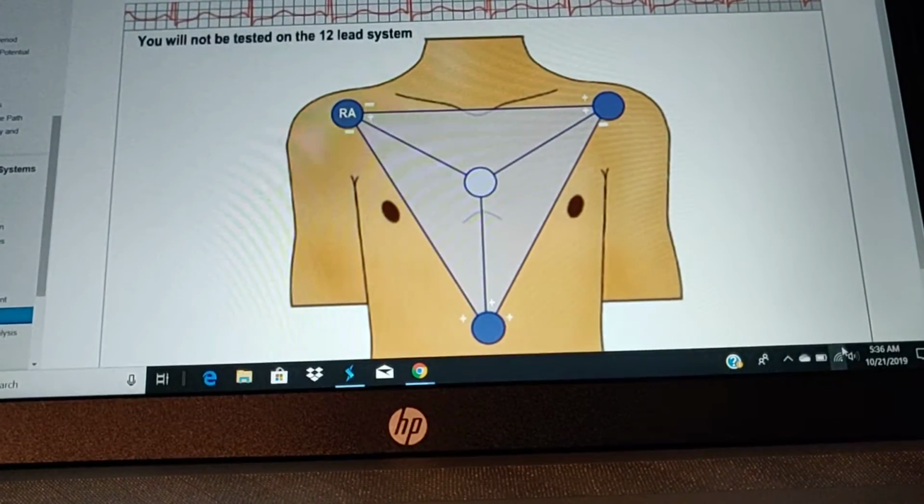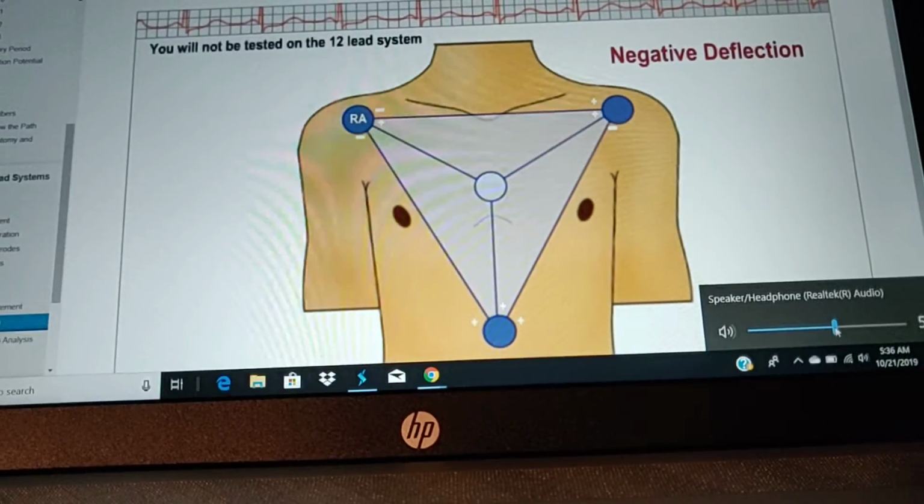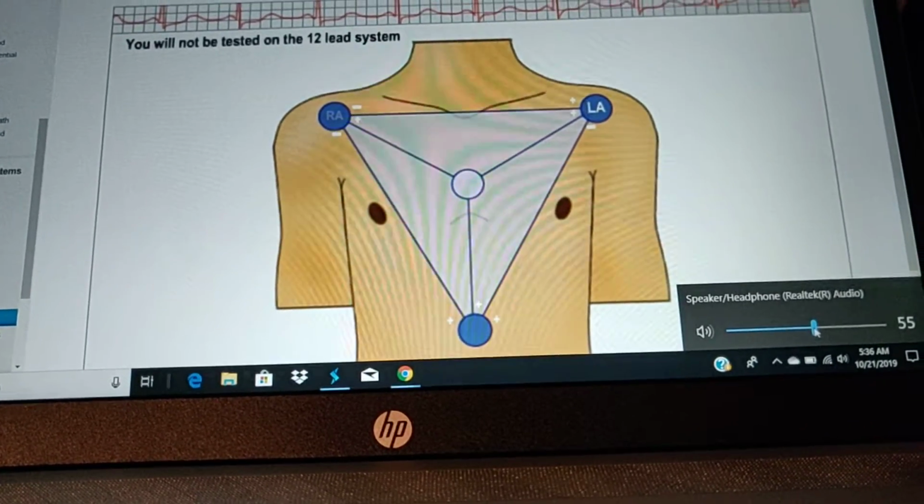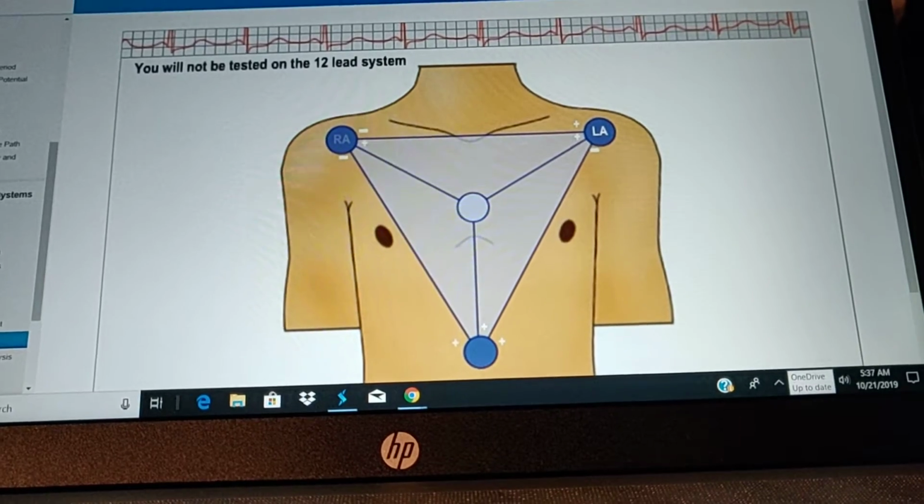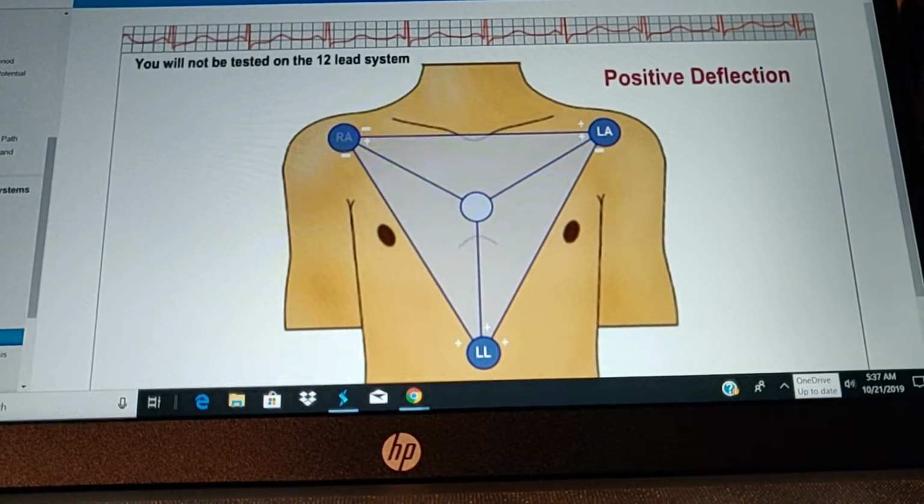The R, placed on the right arm, produces a negative deflection because the heart's electrical activity moves away from the lead. The L, placed on the left arm, and the F, placed on the left leg, produce a positive deflection.